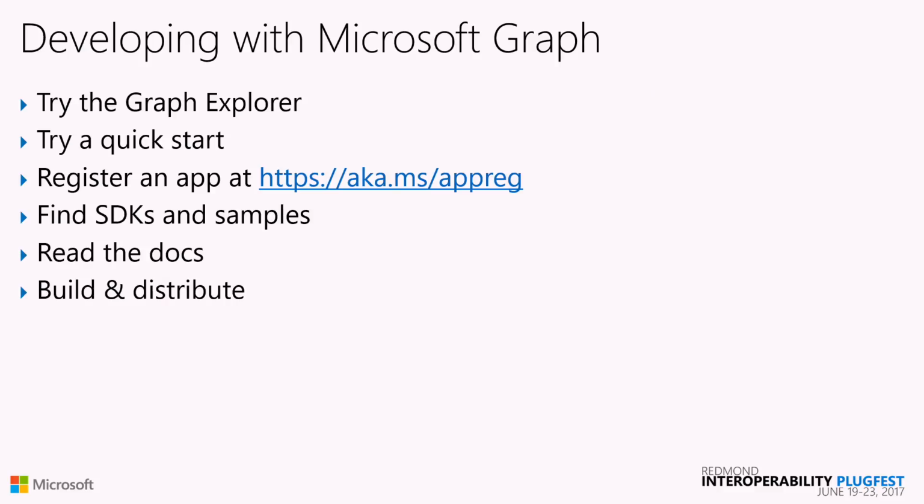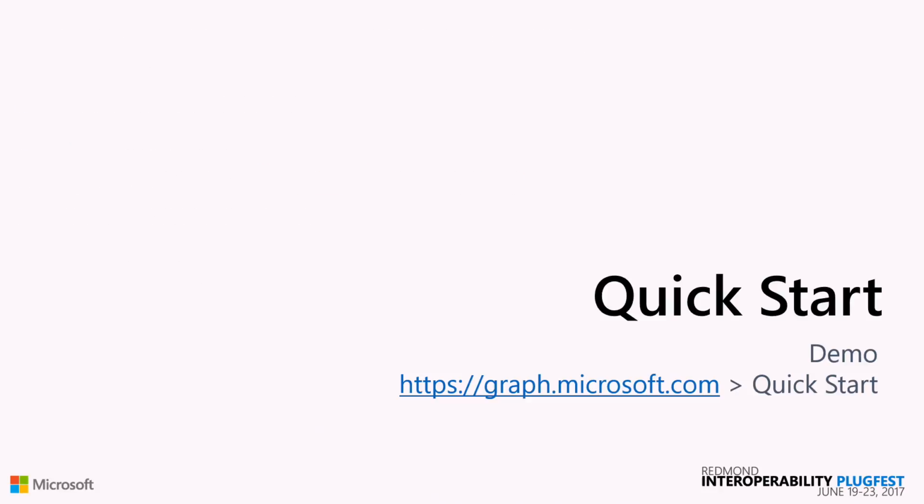So to develop with Microsoft Graph, really the first thing you want to do is try the Graph Explorer. We've seen that a couple times today. It's very, very easy to use, even if you don't have an account set up yet. The next thing that you want to do is to try a quick start, and we'll do a demo next for what the quick starts look like. After that, you'll want to register an application. I've already done this with Postman. That's how I had the client ID and client secret. You will need to do this for your application that consumes Microsoft Graph, and we'll walk through that as well. Then you want to look for SDKs and samples. You'll see a lot of this as we do the quick start demo. Read the docs, which we've looked at, and then finally build and distribute your application.